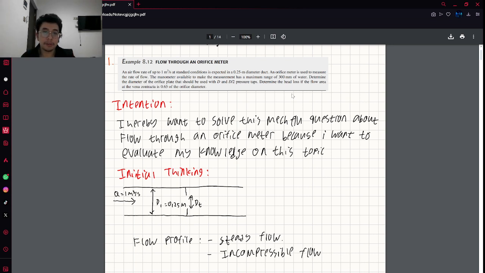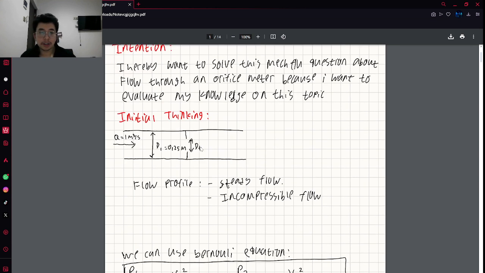Let's get that out of the way, shall we? We want to solve this problem. Okay, so basically, my intention is that I want to solve this Maxwell equation about flow through an orifice meter, because I want to evaluate my knowledge on this topic. So basically, I want to determine the head loss of the flow area if the specifications are in this part right here. So basically, this is my initial thinking.